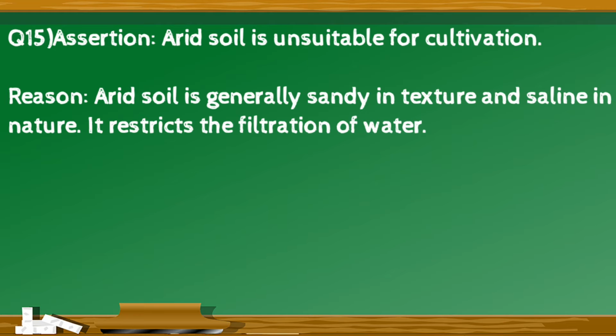Question 15. Assertion. Arid soil is unsuitable for cultivation. Reason. Arid soil is generally sandy in texture and saline in nature. It restricts the filtration of water.